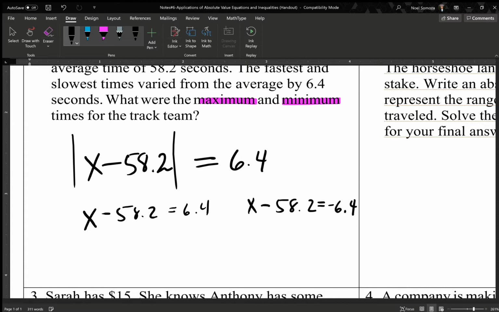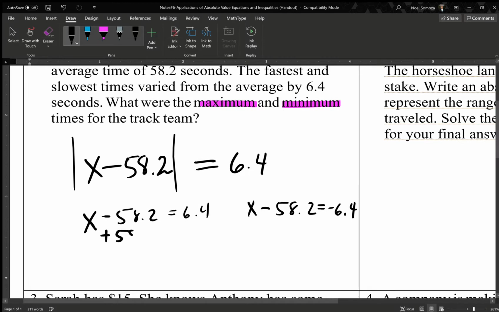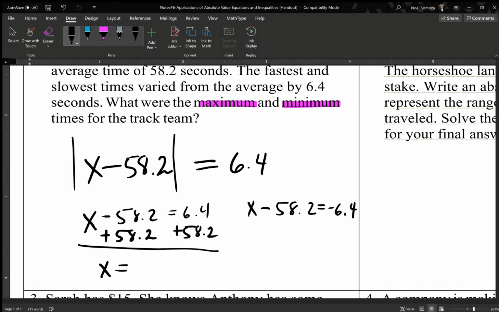Okay, so let's find those times. Let's find the fastest person and the slowest person that then gave us an average of 58.2. Okay, so we add 58.2 to both sides. X equals, that's going to be, let's see, 0.6, 64.6. Yeah, okay. All right.